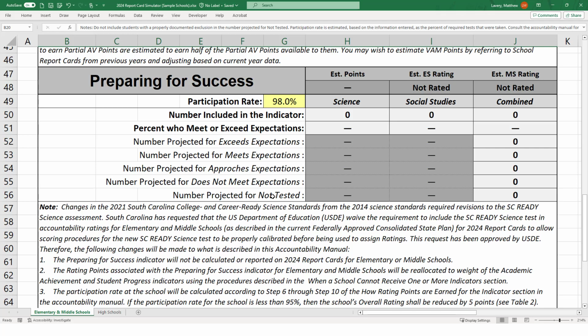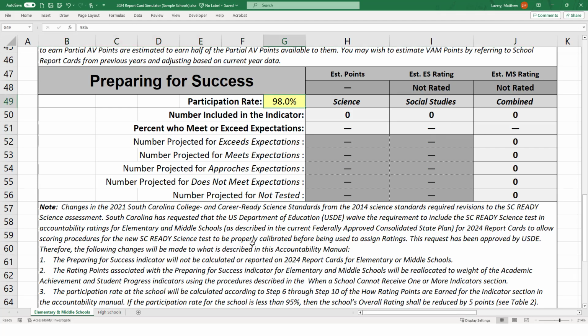participation rate is going to apply. So you need to fill in this participation rate here. If participation falls below the required 95% participation rate, then you'll see that this cell turns red and it will apply the 5-point penalty described in the manual to the overall points. However, if that participation rate is greater than 95%, then no penalty is applied and the other points will be calculated as they are.